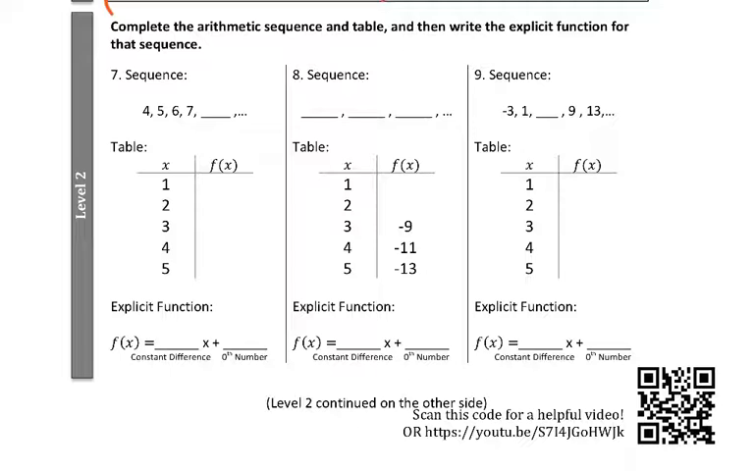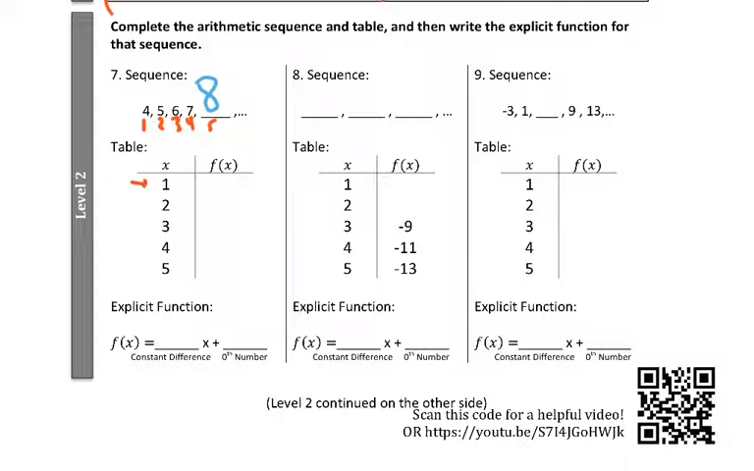Question 7. Let's do questions 7 and 9. All right, so here we're just going to look at the sequence, and we want to finish the sequence starting off. So this is pretty easy to look here. 4, 5, 6, 7. I hope you realize the next number is 8. Now we want to fill out the table. Remember, with the sequence, this is our x value. It's the position in the sequence. So 1, 2, 3, 4, 5.